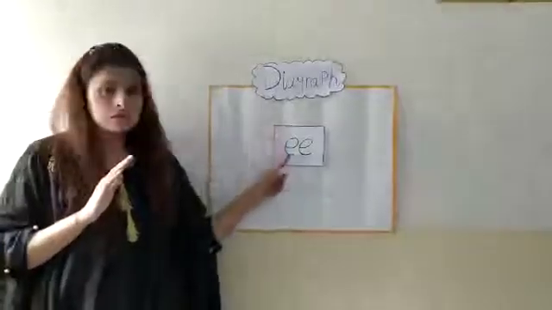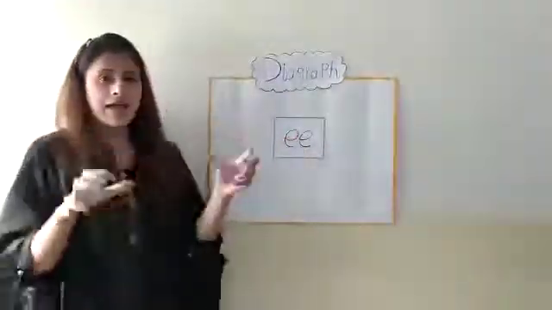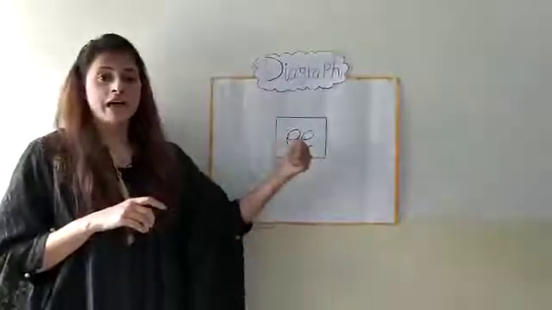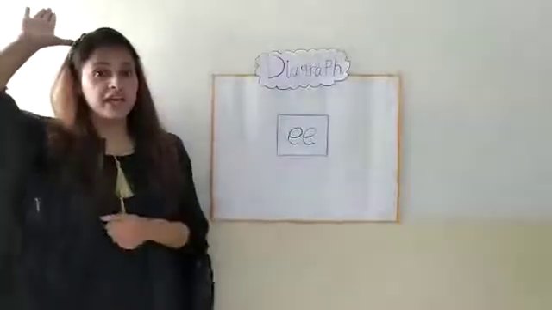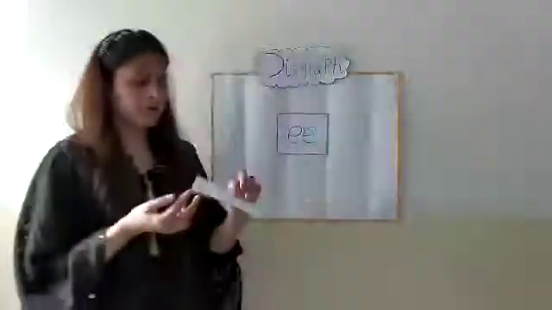If I say A, and this one is A, but when we put them together, the sound will be E. The sound will be E. So now let's look at some words.